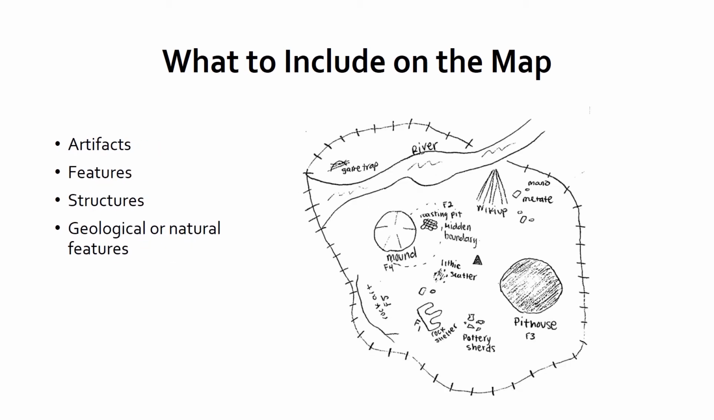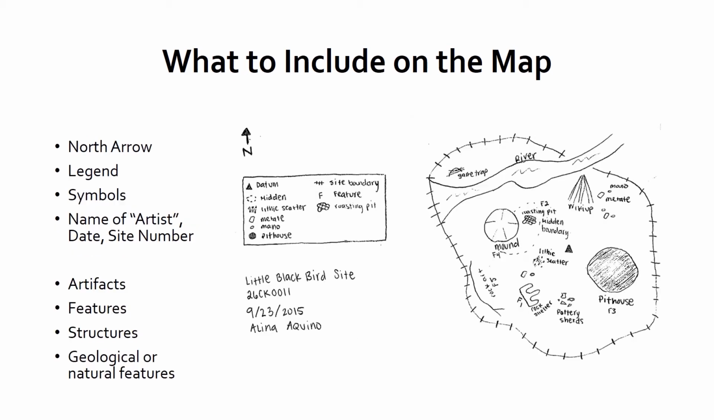All right, so here's a sketch of a fictional site. It's all right, but it's missing the key, the legend here. So we need to make sure that we have that so that people can read your map. And you want to put the artifacts, features, structures, or any kind of geological or natural features. Like in this example, they put the river on there so you would know if it's north or south of the river.